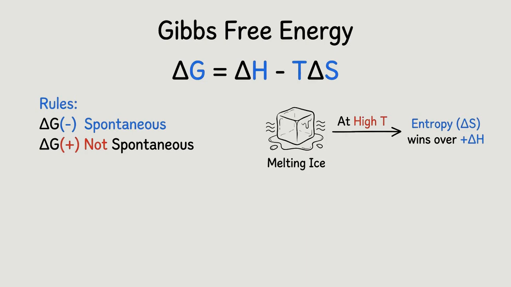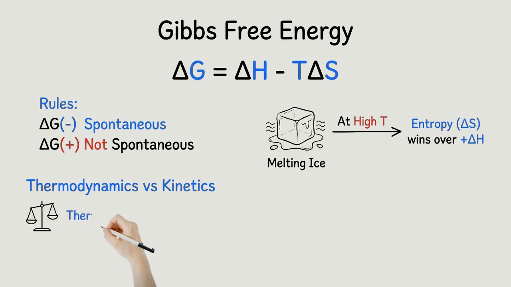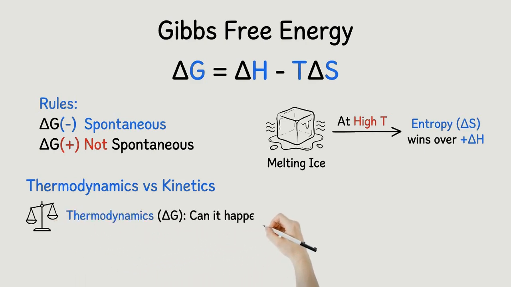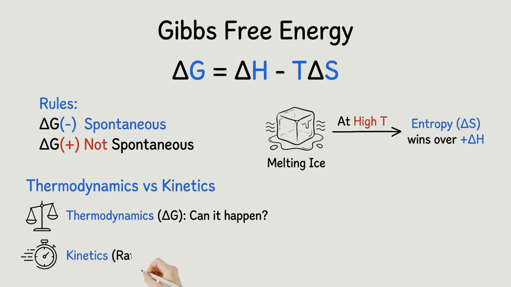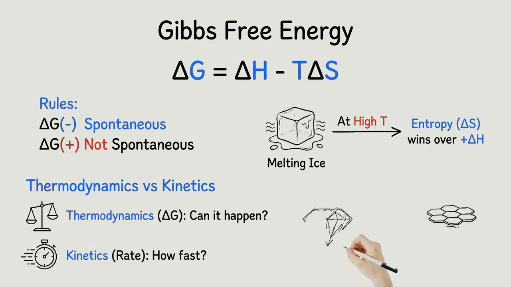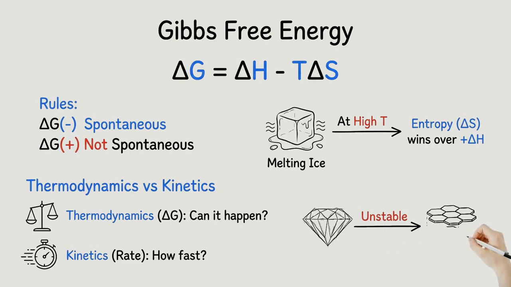Finally, thermodynamics is not the same as kinetics. Thermodynamics tells you if a reaction is allowed. Kinetics tells you how fast it happens. Paper burning is thermodynamically favored, but it needs a spark to start. Diamonds are thermodynamically unstable compared to graphite, but they last because the change is extremely slow.